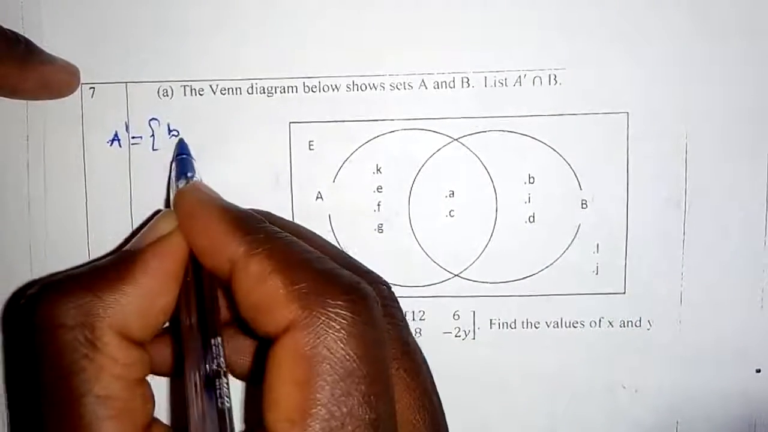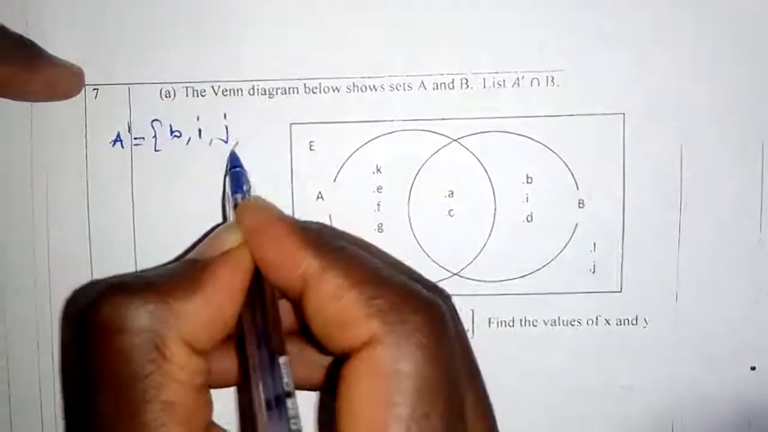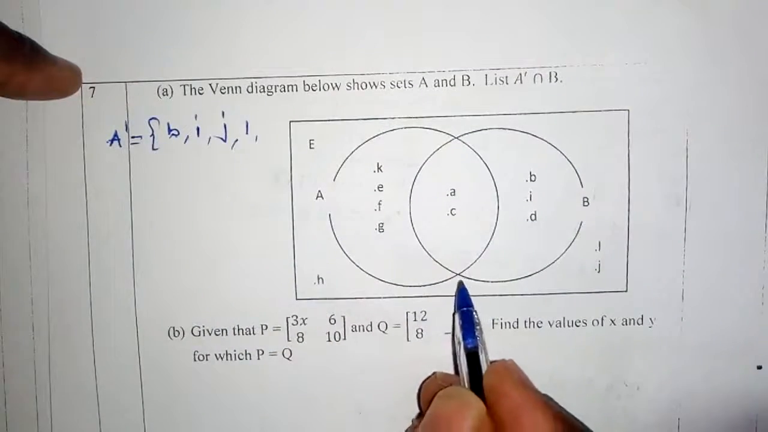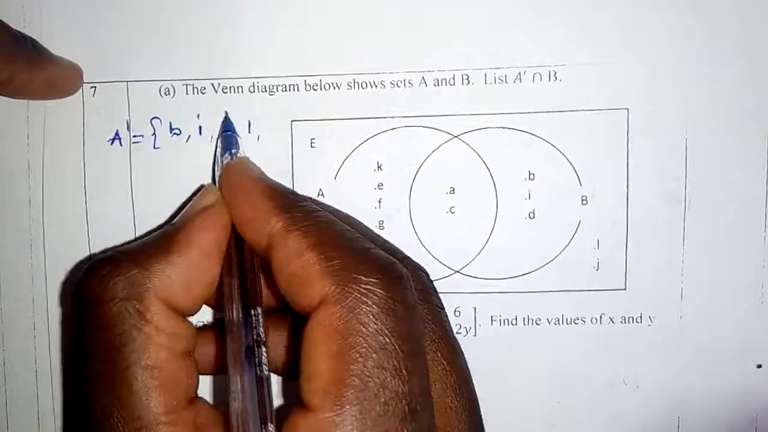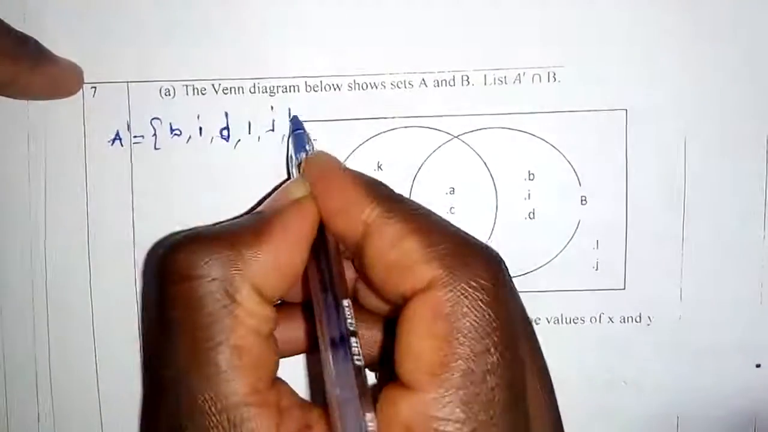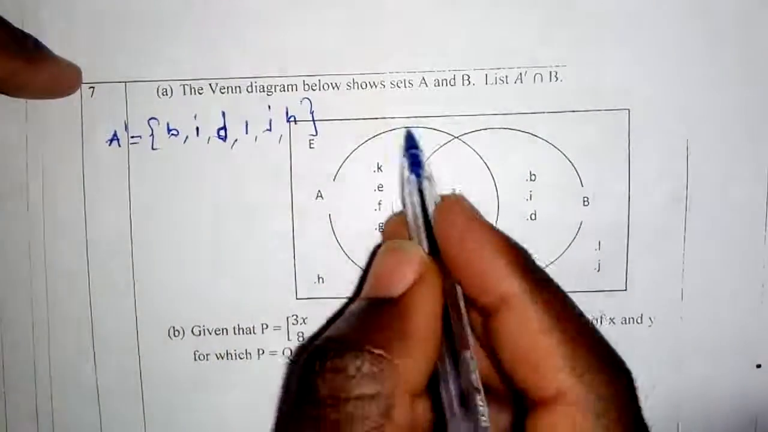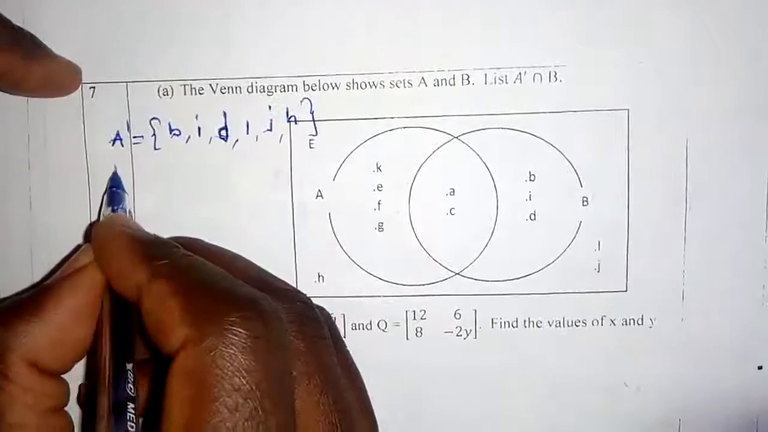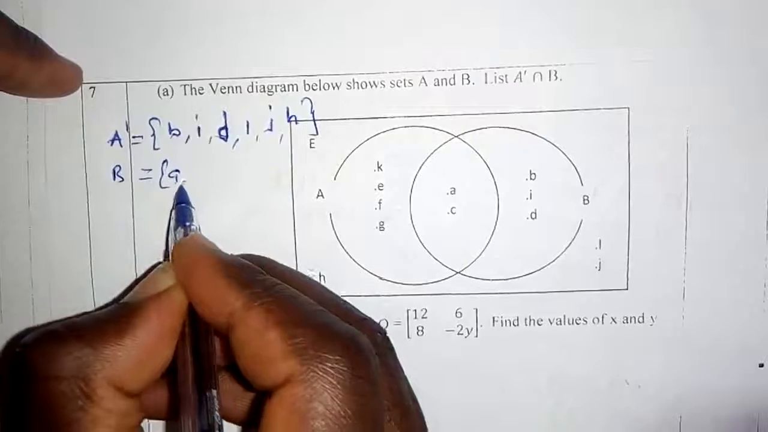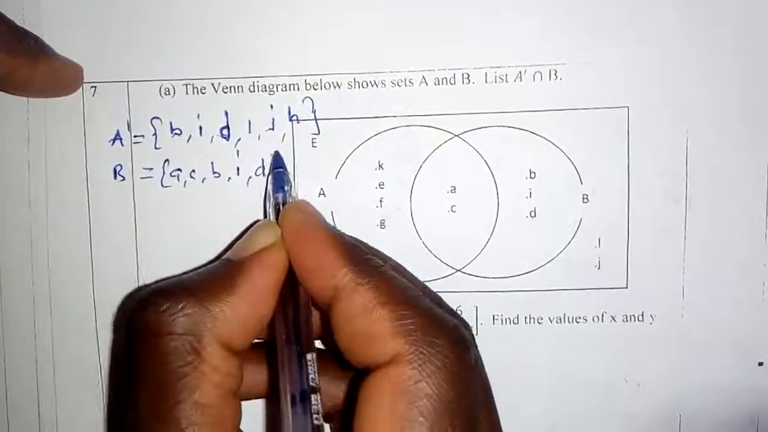So B, comma I, comma J, comma L, comma, let me put D here. This will be D, this D. So the J is out here, comma H. So including this, complements something that is not in A. And then we say B. Our B will be A, comma C, comma B, comma I, comma D.